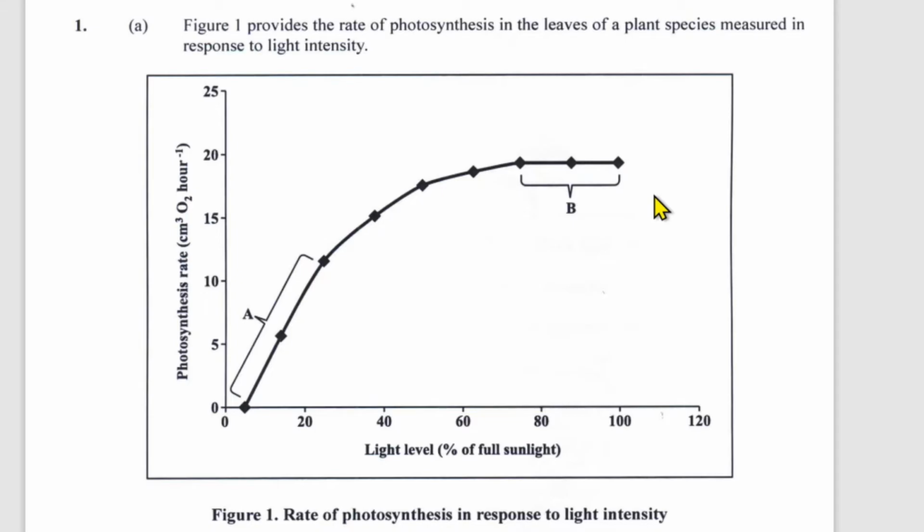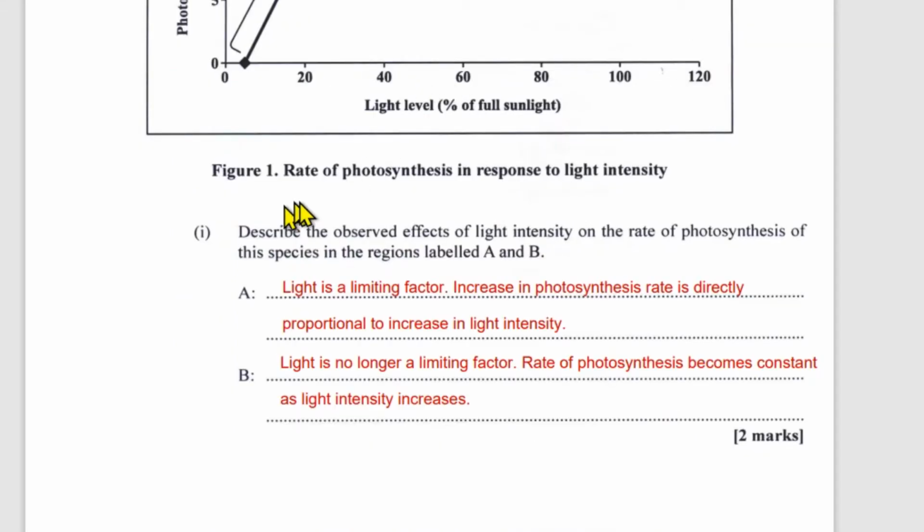Could be carbon dioxide or water. So the question here is, describe the observed effects of light intensity on the rate of photosynthesis of the species in the regions labeled A and B. Where's what we just talked about. So A, light is a limiting factor. Increase in photosynthesis rate is directly proportional to increase in light intensity. That's why it has a linear relationship there. And B, light is no longer a limiting factor. The rate of photosynthesis becomes constant as light intensity increases. Just 2 marks, so a basic explanation would be okay to get 1 mark for each one here.